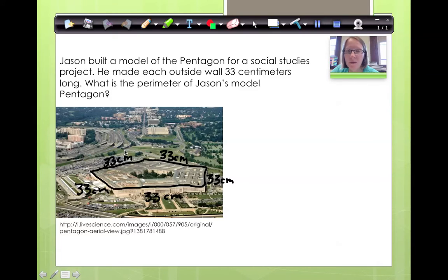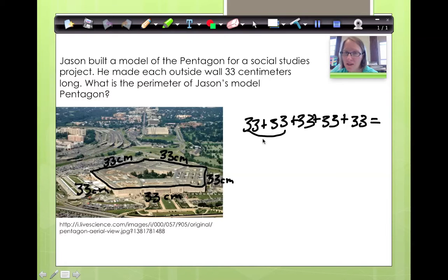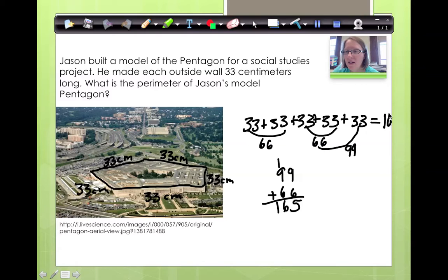Okay, so now we need to add them up. So 33 plus 33 plus 33 plus 33 plus 33. Okay, now I know 33 plus 33 is going to be 66. I know 33 plus 33 is going to be 66. Okay, I know that 66 plus 33 is going to be 99. 3 plus 6 is 9, 3 plus 6 is 9. Okay, now I only have to add 99 and 66. Okay, so let's add that up. 9 plus 6 is 15. This is going to be 16. Okay, so my total is 165 centimeters.